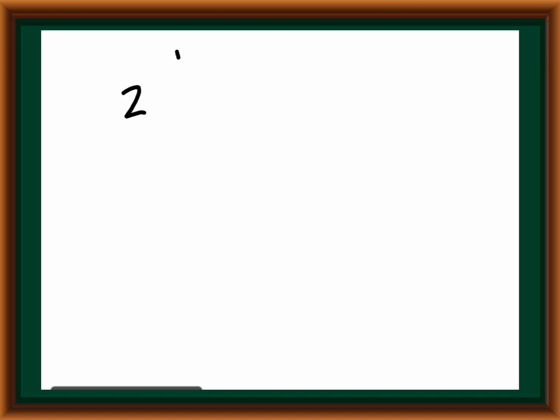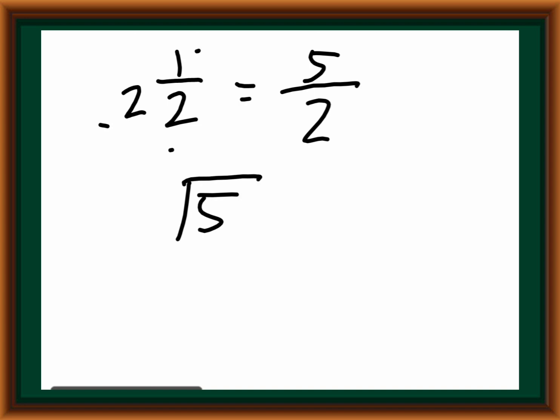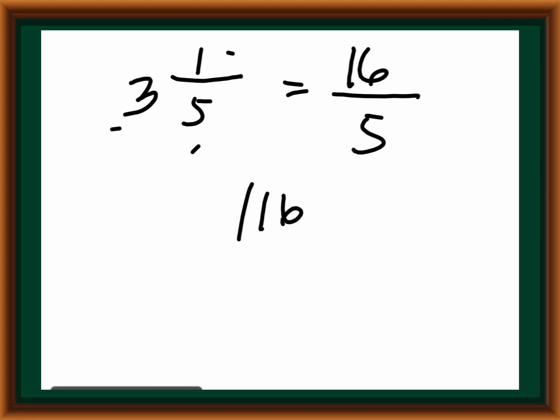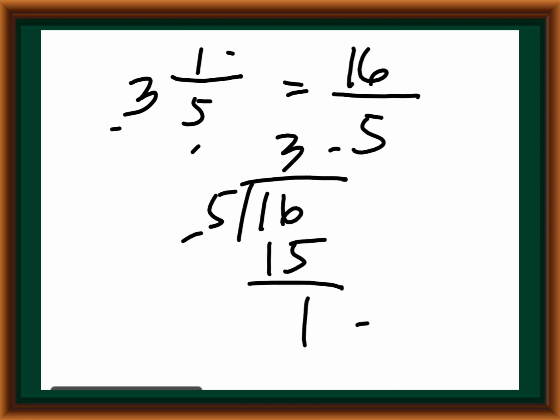In changing a mixed fraction into an improper fraction, multiply the denominator by the whole number and then add the numerator. So that's 5/2. To check, let's divide 5 by 2. So the answer is the same, 2 and 1/2. Another example, 3 and 1/5, that's 5 times 3 plus 1, that's 16/5. Let's check, 16 divided by 5, that's 3 and 1/5.